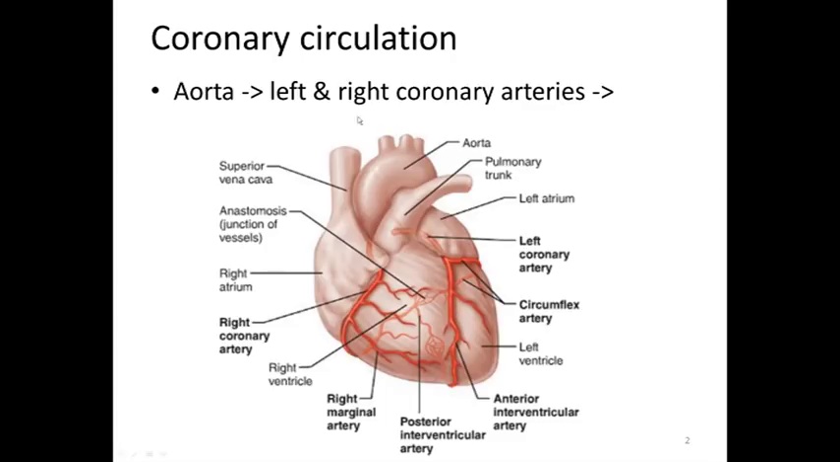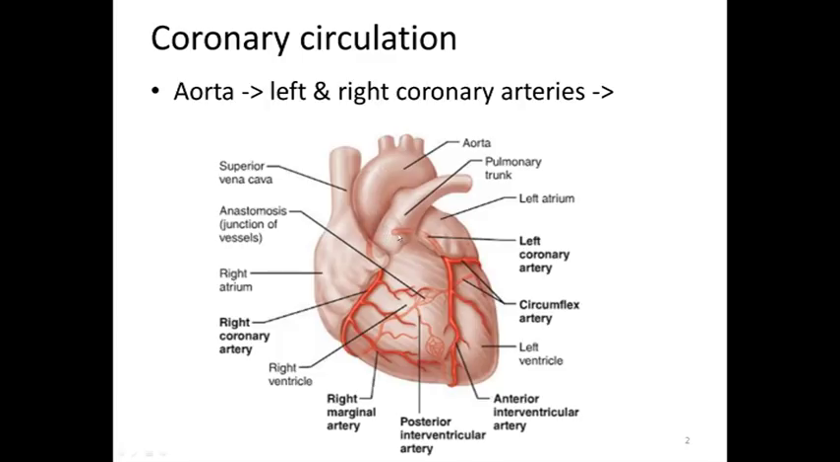So what we have is the left and right coronary arteries. These are our main arteries which are supplying oxygenated blood to the heart. They arise from the aorta. Now our aorta carries our oxygenated blood, so the heart uses a lot of energy, needs a lot of oxygen. We would expect the aorta to have these coronary branches.